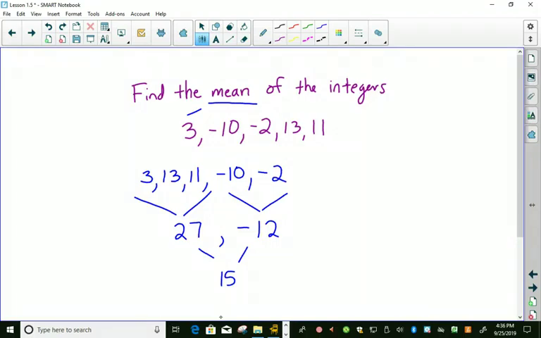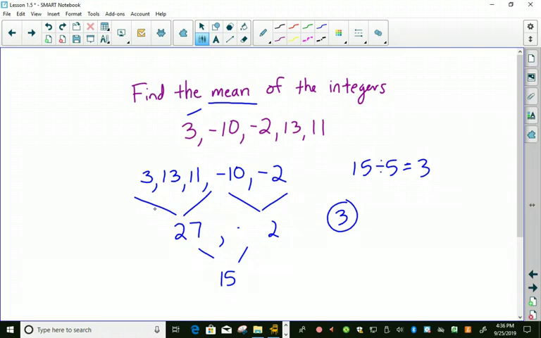So I added everything together, but I still have to find the average. So I have to divide by how many I added together, which was 5. So 15 divided by 5 equals 3, because positive divided by positive equals a positive. So my answer for the mean of these numbers is 3. Keep in mind the signs are very important. If you added them together and there was negative, and then I divided my negative by a positive, my answer would actually be negative then.